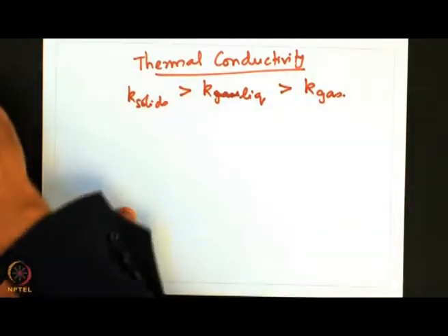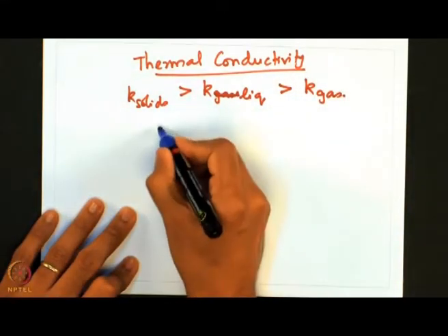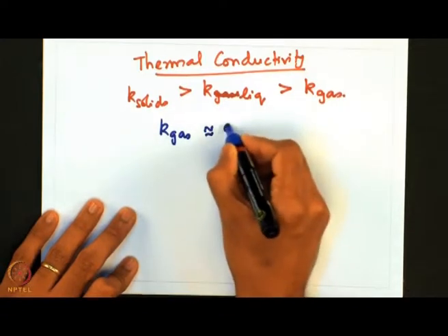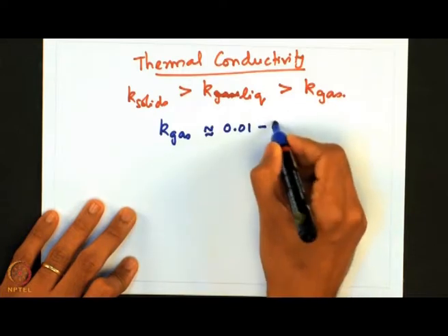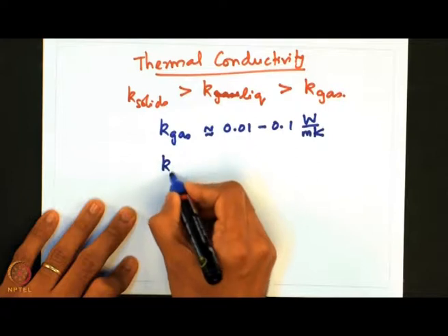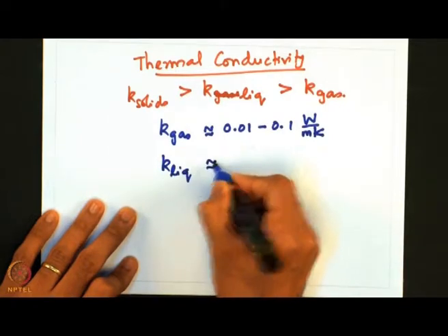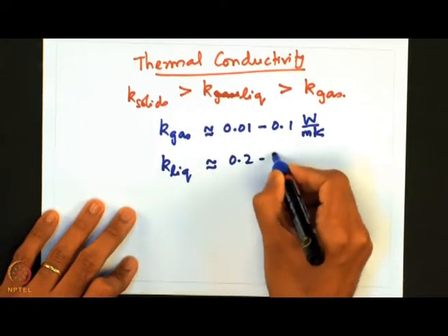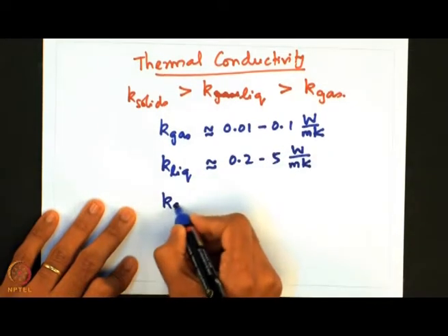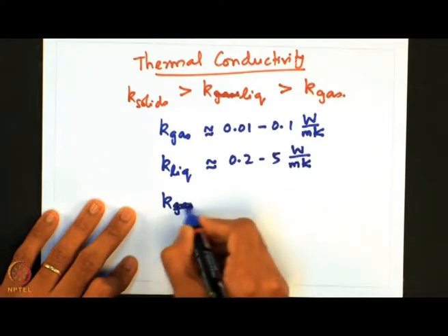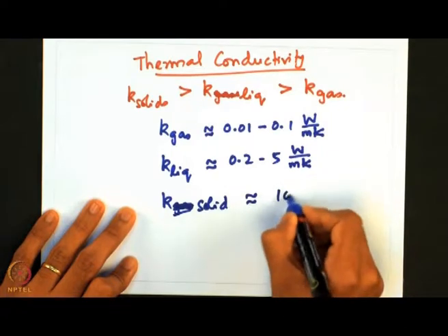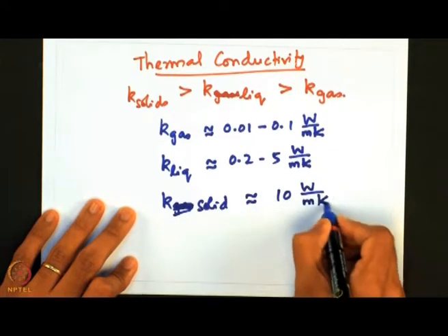To give you a sense of numbers, the thermal conductivity of gas systems is typically on the order of 0.01 to 0.1 watt per meter Kelvin, the thermal conductivity of liquids is typically in the range of 0.2 to 5 watt per meter Kelvin, and the thermal conductivity of solid systems is typically 10 watt per meter Kelvin or more.